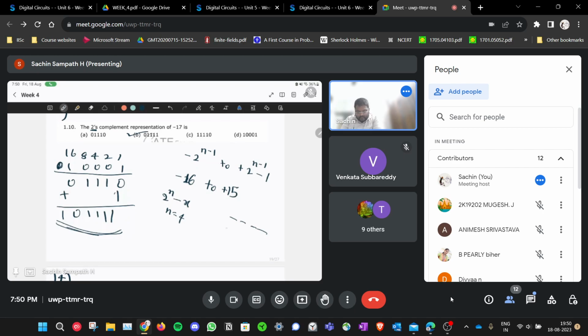is 16, which is 10000. So if you subtract from this, that just means you're doing 2's complement. Okay, that's the operation which is called 2's complement of a number.